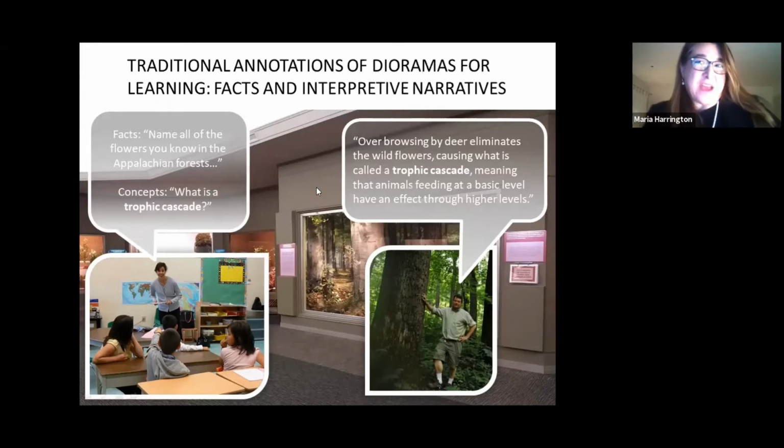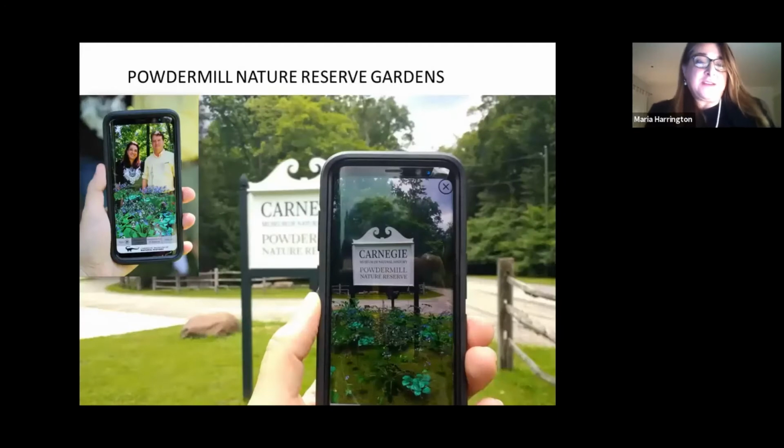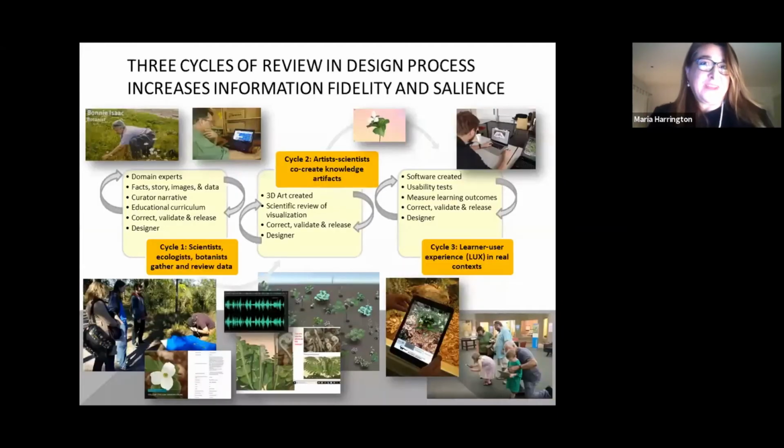And so these were the attributes that we were looking to build upon, best practices of the past, and transfer that into the design of the augmented reality app. There's an additional dimension of time. How did we do this?